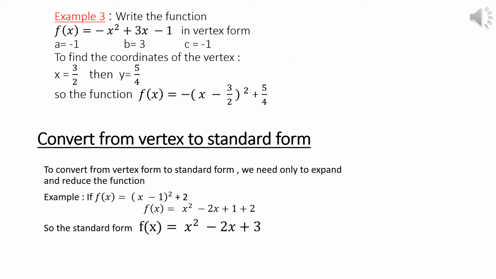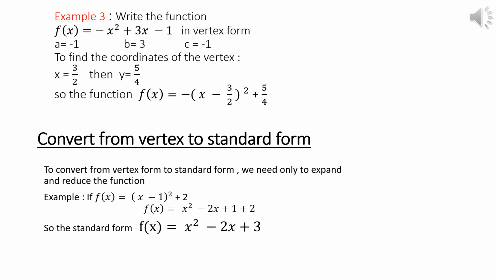This is another example. Write the function f of x equals minus x squared plus 3x minus 1 in vertex form. So determine the values of a, b, and c. a is -1, b is equal to 3, c is -1. Find the coordinates of the vertex. The coordinates of the vertex are x equals 3 over 2 and y equals 5 over 4.